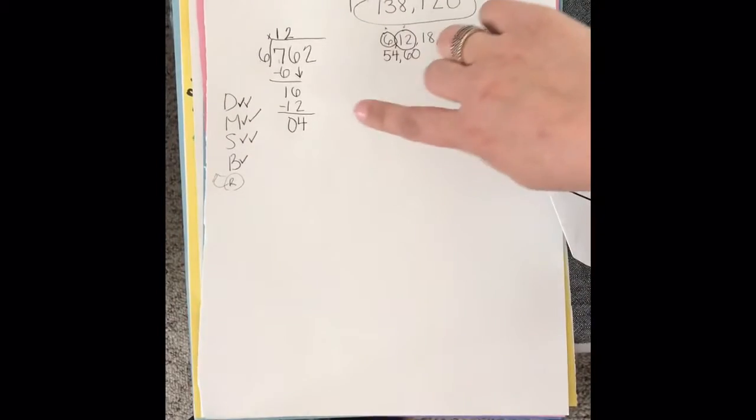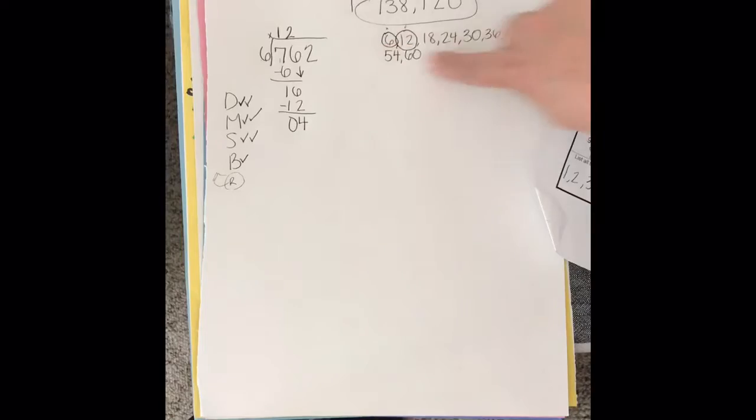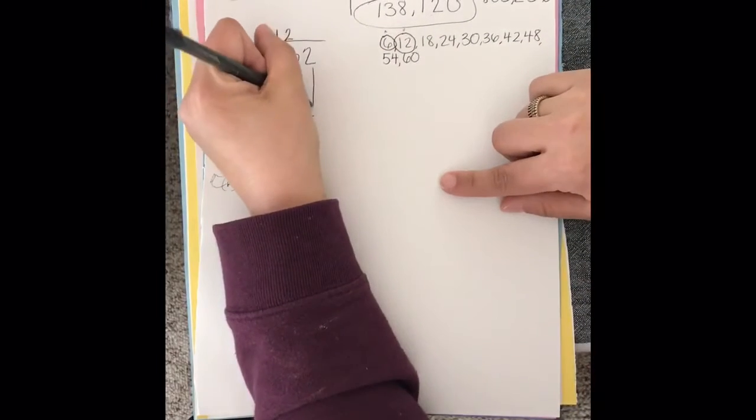Okay, so again, before we bring down, we try to divide. Do I see the number 4? No. So I get to bring down that 2.